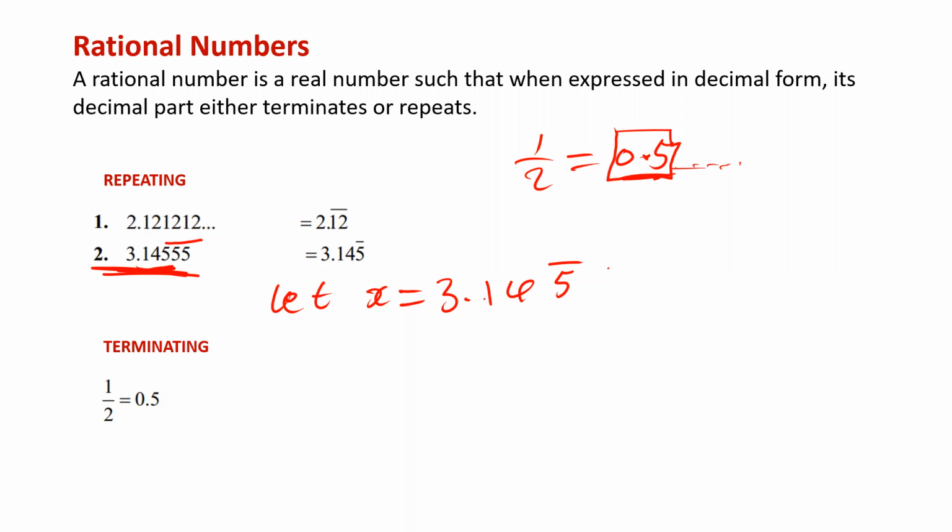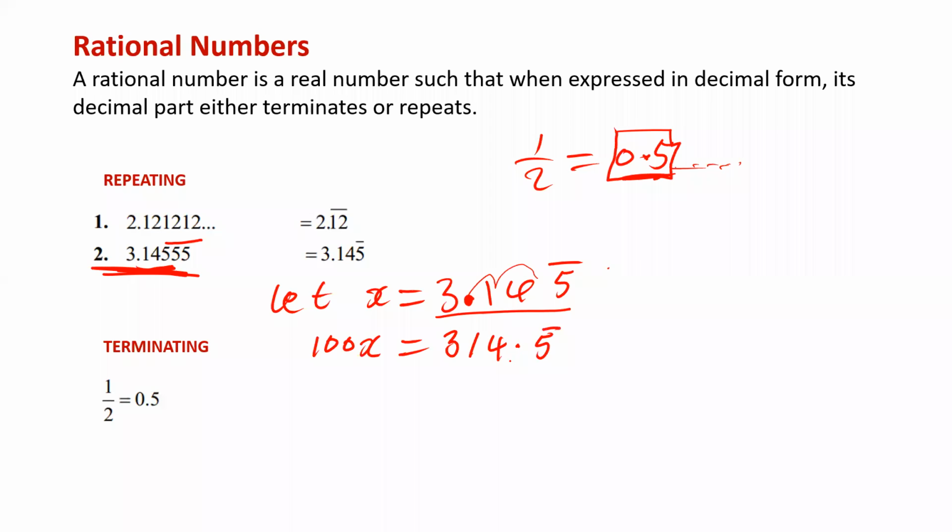The first step is to make sure that this point moves to the point where it becomes closer to the repeating numbers. How do you move that point? By multiplying by 100, because we have two numbers here that it's going to skip. So the first step, we multiply by 100. We have 100x on this side, and on the other side, when we multiply this part by 100, we get 314.5 bar.